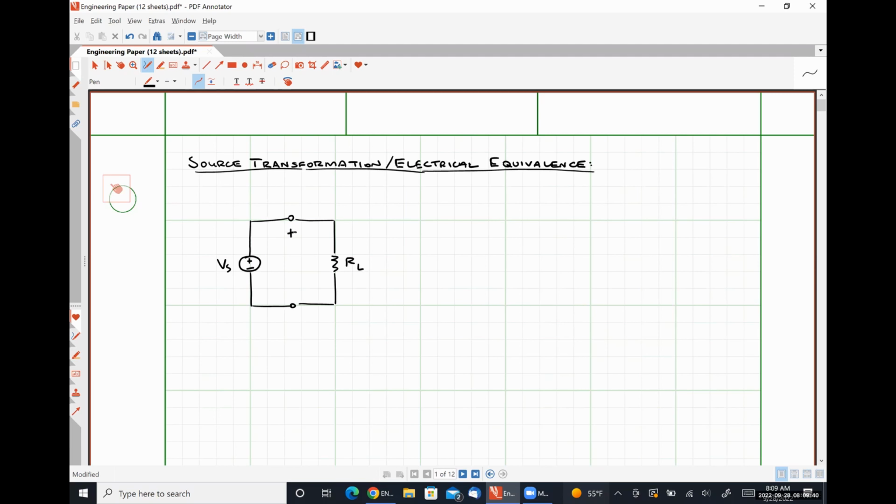We will observe a voltage drop across our load, VL, and a current flowing through our load, IL, such that there is some power absorbed by our load, which is just PL is equal to VL times IL using our power equation.